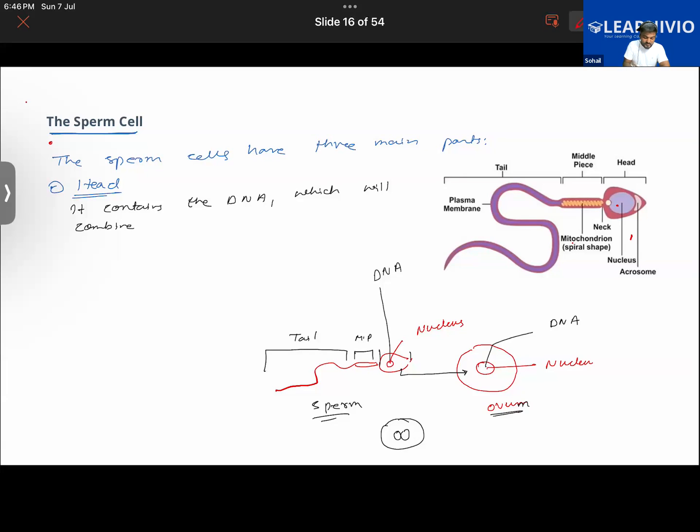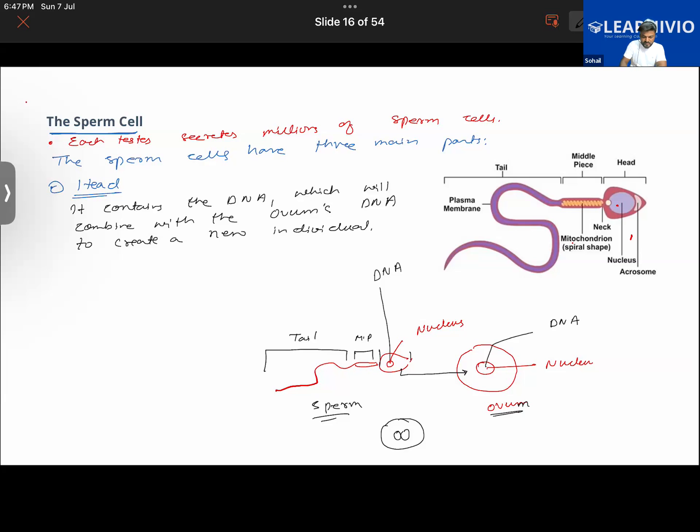I forgot to tell you that each testis secretes millions of sperm cells. If you have some space left there, then write that line. So it contains the DNA which will combine with the ovum's DNA to create a new individual. I think that much is clear so far.